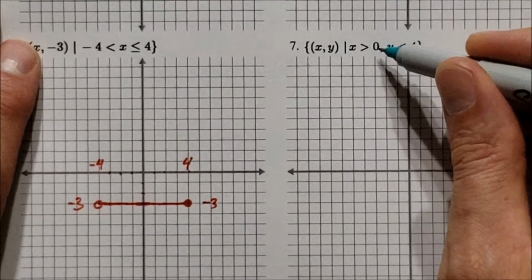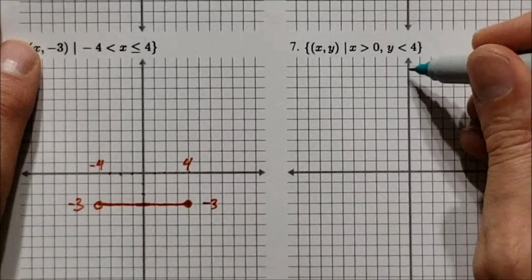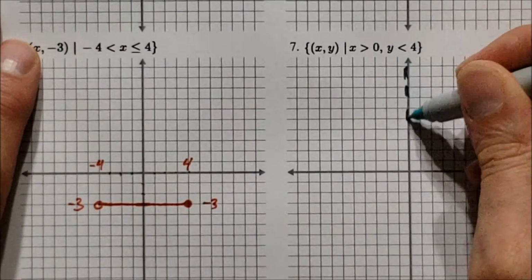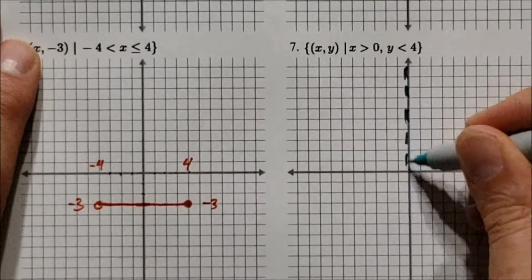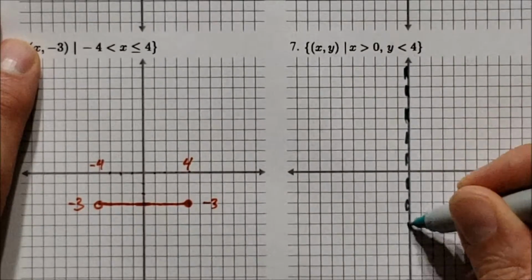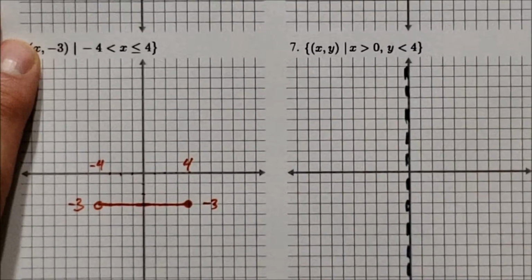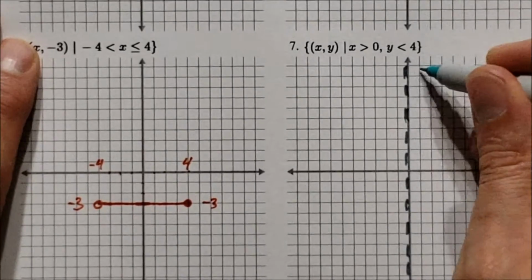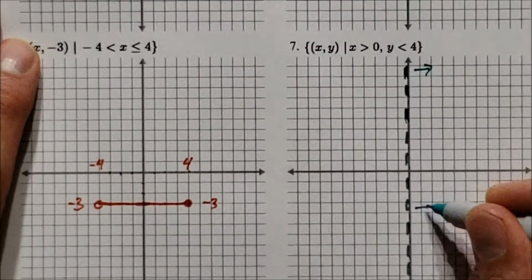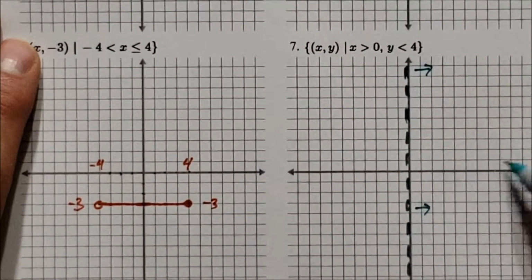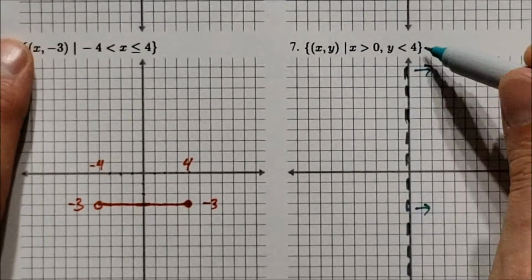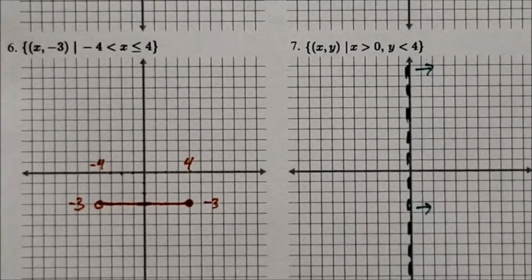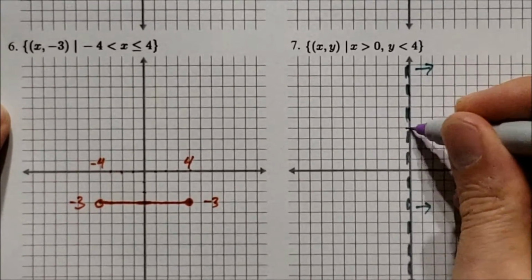So x is greater than 0. Well, that's this line right here. Let me make that a little thicker next to the y-axis. My dashed line at x equals 0, where x is greater than 0. So we're looking at that side of the line. Those are all the x values that are greater than 0. But we have y is less than 4. Well, y is equal to 4 right here.